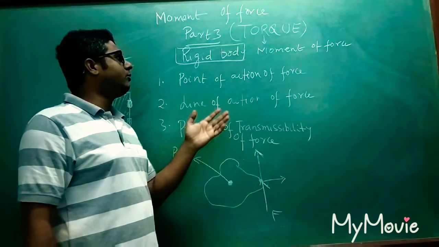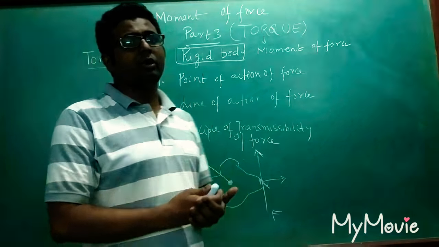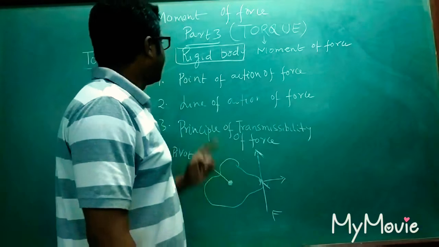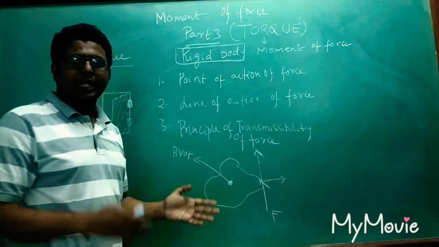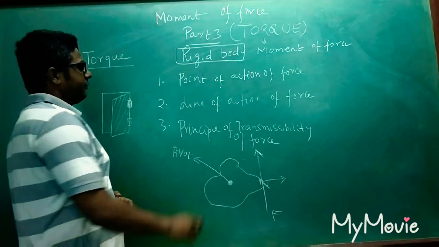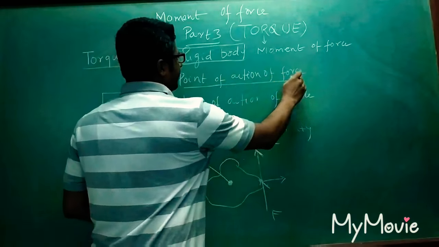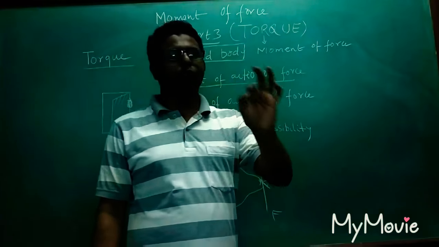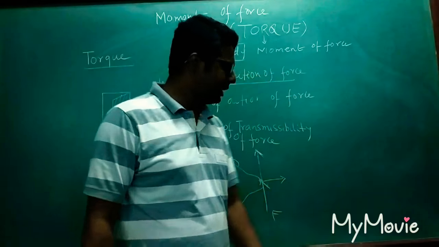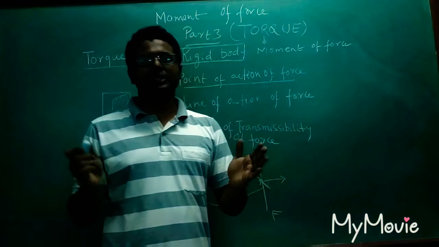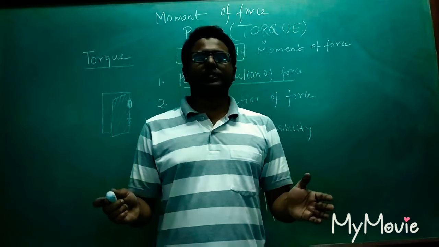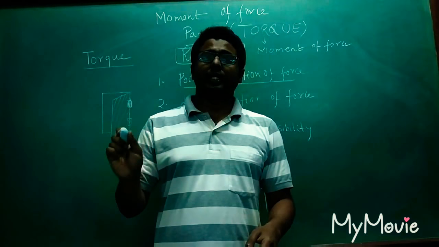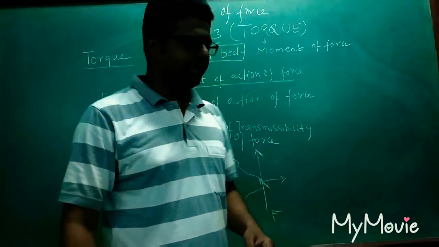First of all, you have to learn what a rigid body is, which we have already gone through in our video number 1. For a rigid body, we have to learn some terms that we are going to discuss right now. Let us first go through this one: point of action of force. Point of action of force basically means the point where the force is acting on a rigid body. If you want to write the definition, please write it this way: the point of action of force is the point at which the force is acting on a rigid body.